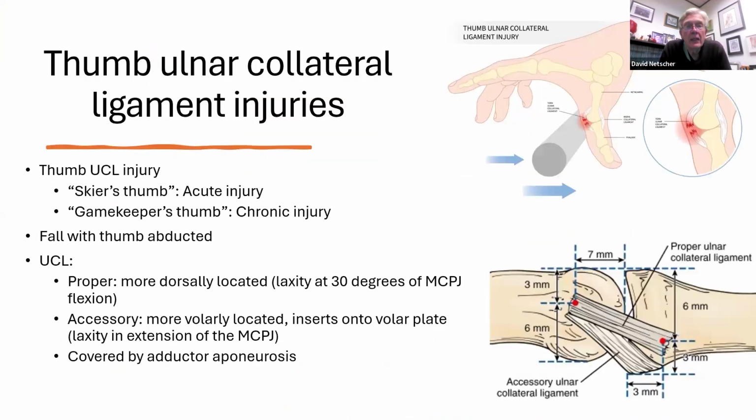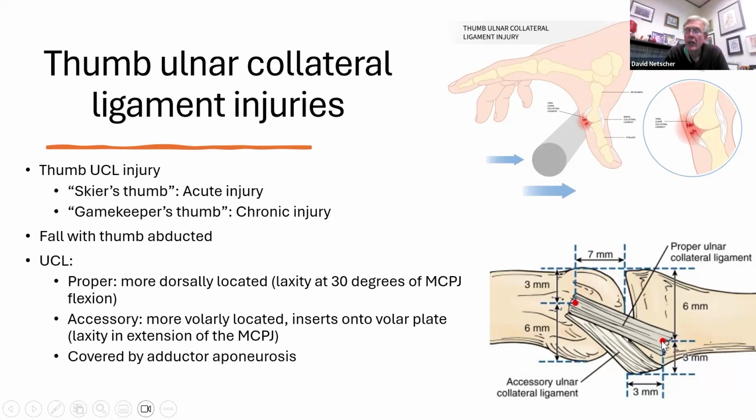So let's go on to the thumb, ulnar collateral ligament injuries. People sometimes call it gamekeeper's thumb, but gamekeeper's thumb really applies to the chronic injury from repetitive injury, whereas the skier's thumb is the acute injury. And so you land with your thumb stretched out, and the ulnar collateral ligament is torn on the inner aspect of the thumb.